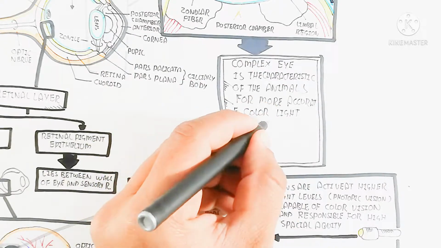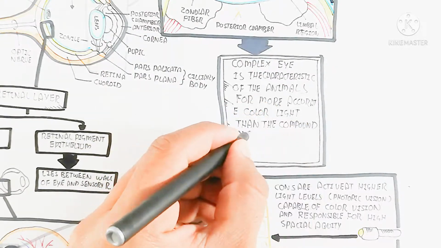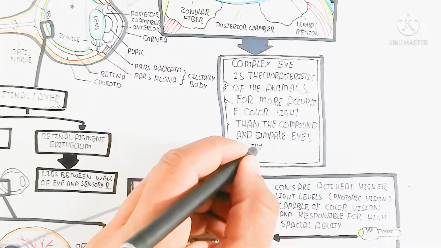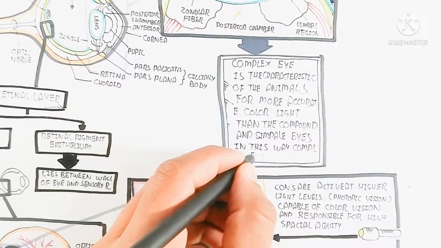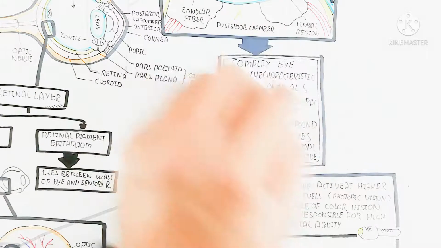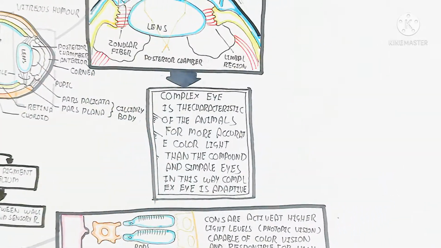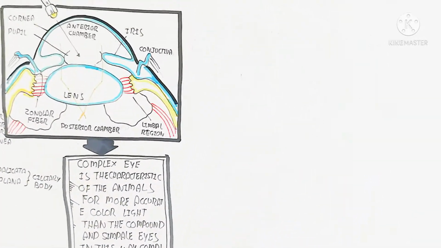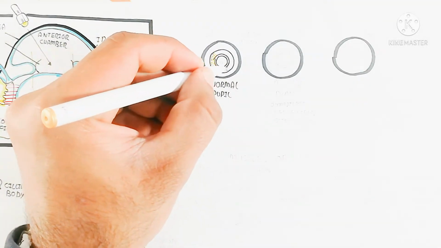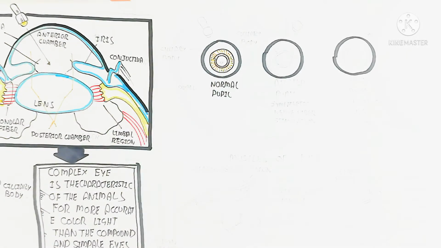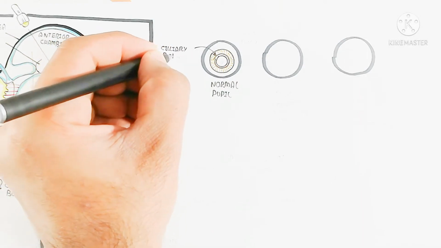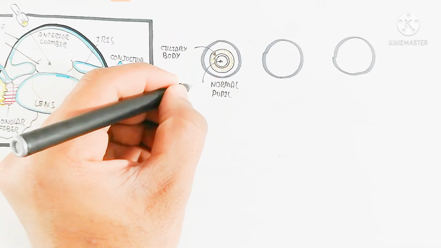So here is the complex eye, which is basically the characteristic of animals for more accurate color light than the compound and simple eye. In a way, the complex eye is adaptive. That is why the cat contains more rhodopsin. The more rhodopsin will show the red color during the night time, and it can distinguish the color. When rhodopsin is more, the light will be low to absorb more.